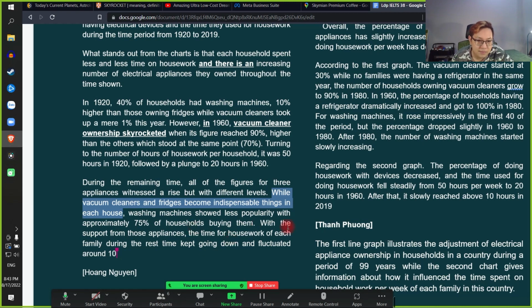Washing machine showed approximately 75% of household buying. Okay, they own them, which means of course they bought them, of course. Nếu mà họ sở hữu nó thì đương nhiên họ phải mua nó, right? Đúng các bạn? Trừ trường hợp họ được tặng thôi. Nhưng mà nếu mà họ sở hữu nó thì là cái khả năng rất cao là họ mua nó. It's like, except from the fact that if someone gifted them, if someone give them as a gift, but normally not, right? Normally, if they own it, it means they bought it. Okay.